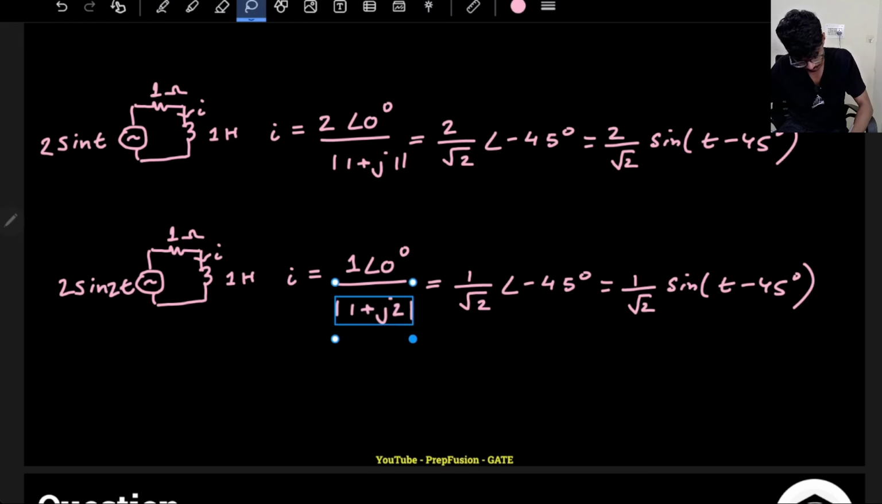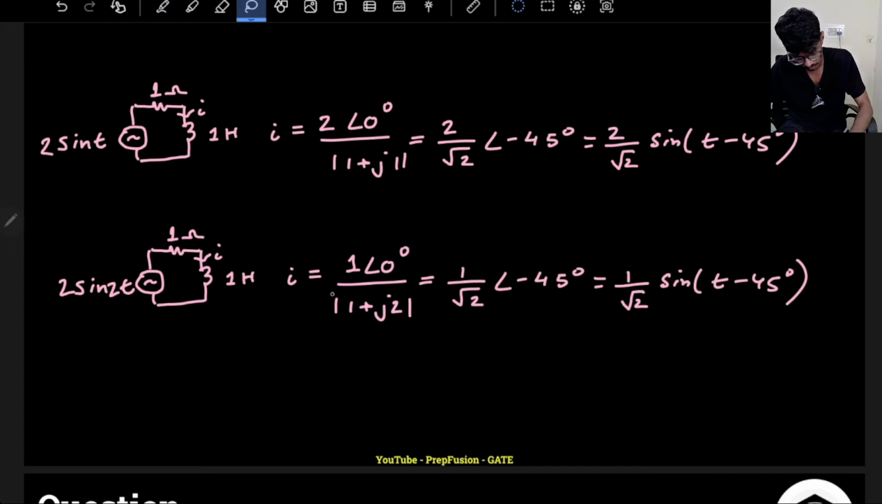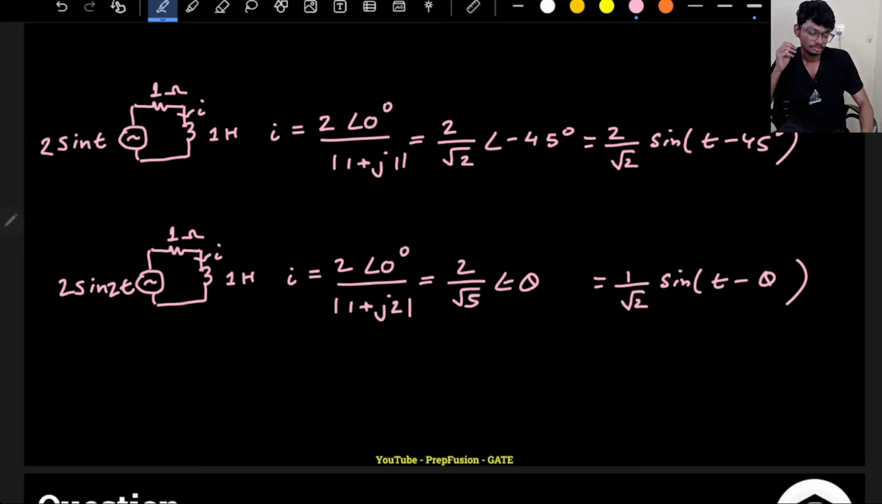Okay, it will be J2. Now this will be under root 5 and the top also will be 2 only. So it is something else, right? And the angle is also, I don't know what the angle is. The angle is something, theta. I don't care about the angle for now, minus theta. So the thing is, it will not hold.